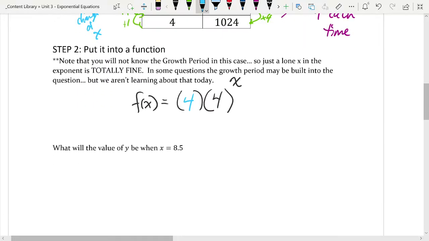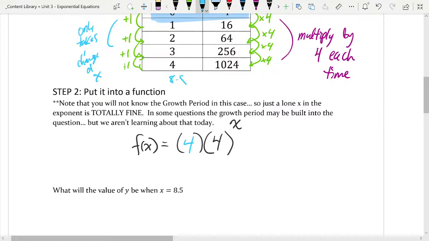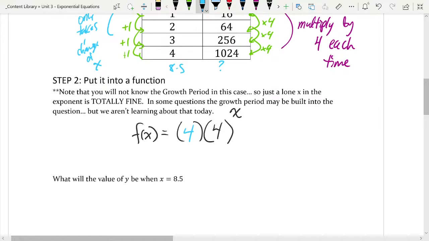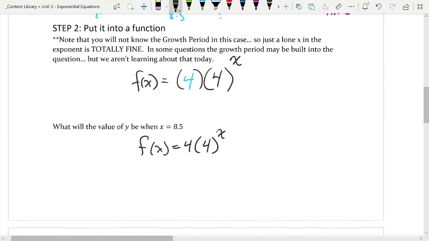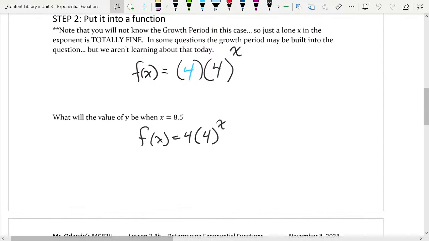Okay. Now we could evaluate this and say, if this was 8.5, what would the value be? Because now that we know this, our equation is f of x equals 4 times 4 to the exponent x. It wants us to know what happens when x equals 8.5. Well, that's trivial to evaluate. What would I do? It equals 4 multiplied by 4. How many times? 8.5 times. Which, by the way, is like saying 17 over 2.